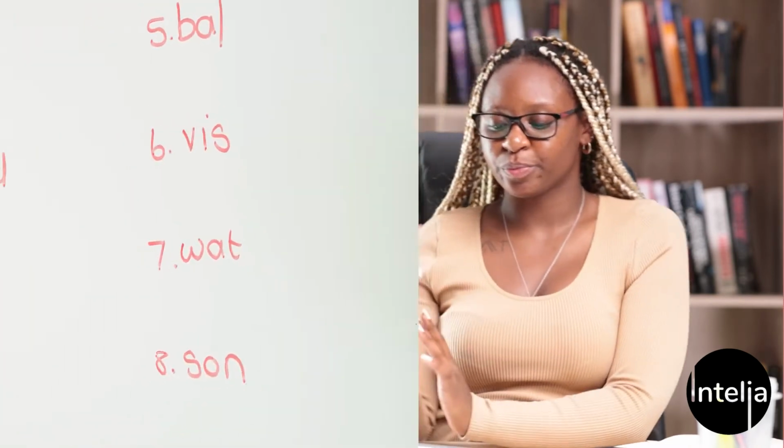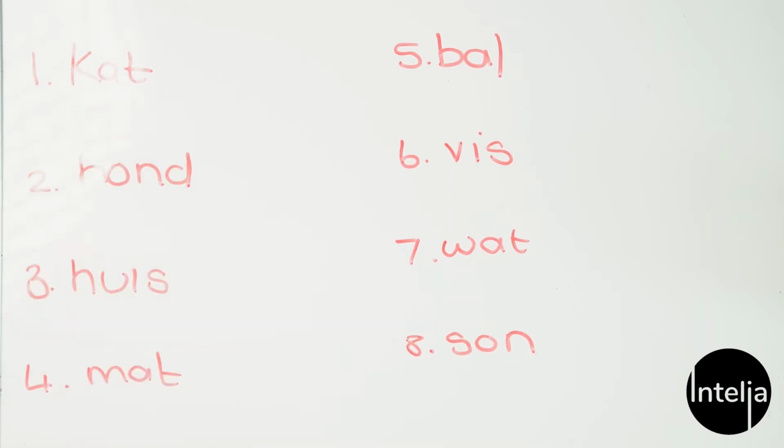Because in Afrikaans, sometimes letters, when they come together, can change the way a word sounds. Let's get started. Our first word is kat, which is a cat.